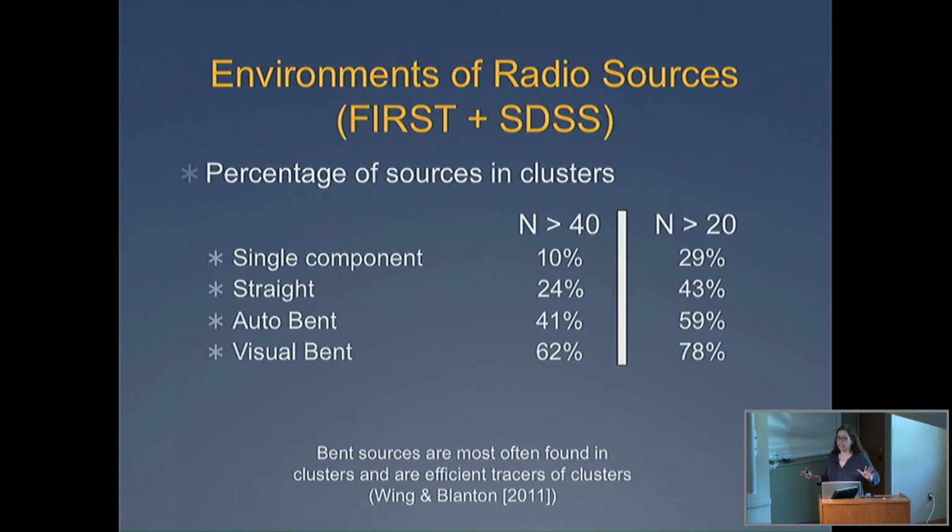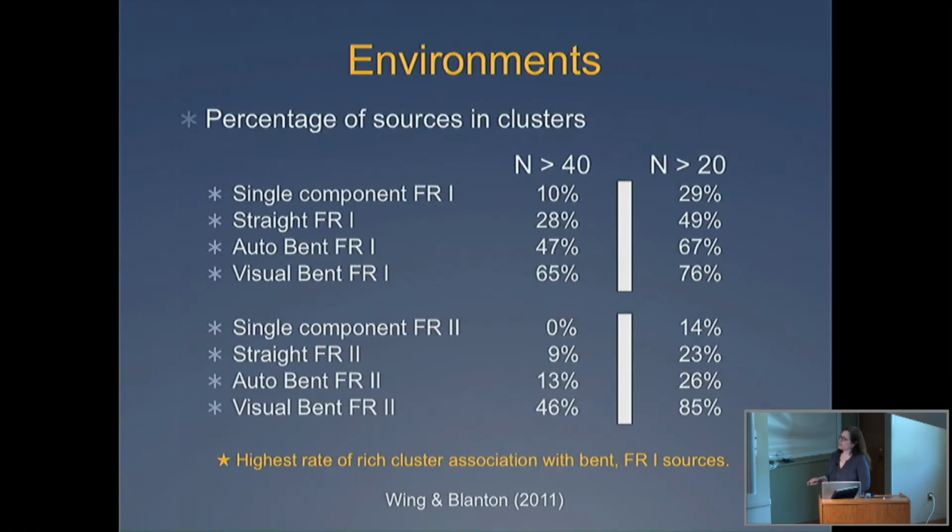Okay, so this was really nice that we could do this direct comparison. Are we doing any better with a bent source versus just any other kind of radio source? Because we know all different kinds of radio sources live in clusters, not only bent ones. So are we actually going to do better if we start with these? And it seems like, yes, we are. And this is breaking it down into FR1 and FR2, same thing. But basically, the FR1s are more in clusters than the FR2s, as we would expect.